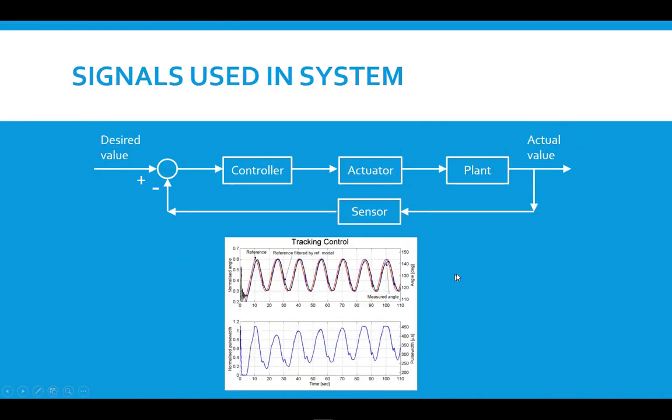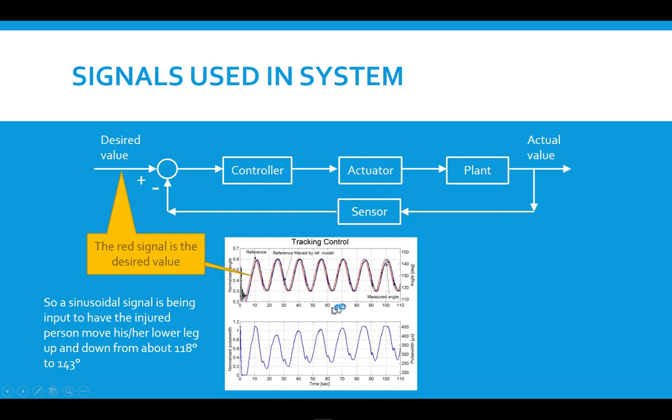Let's look at the signals used in this system a little bit. So there at the top is our diagram that we want to have firmly in mind, and at the bottom are examples of actual system signals that are used in this control loop. The red signal is called a reference signal. You can see that here, and what that means is that is the desired value. So what we're actually doing is we're putting in a sinusoid to have the patient move his or her leg up and down a number of times. And as you can see, that angle goes from about 118 degrees to about 143 degrees. You can see that over here on the right. There's the angle right there.